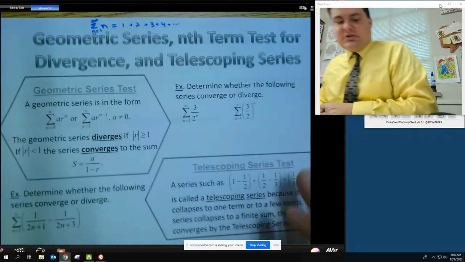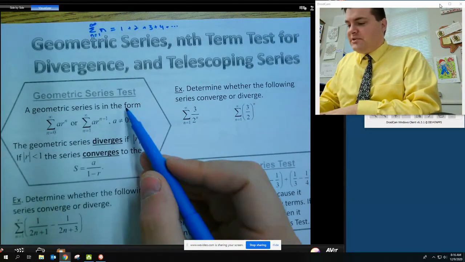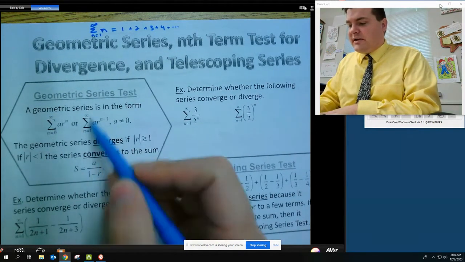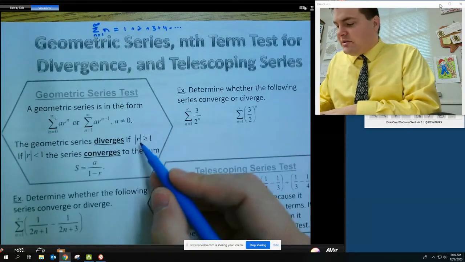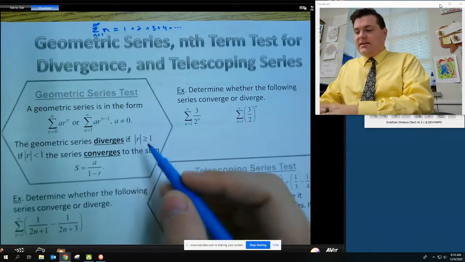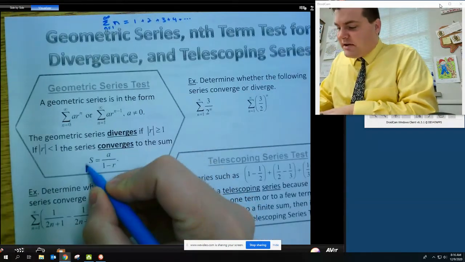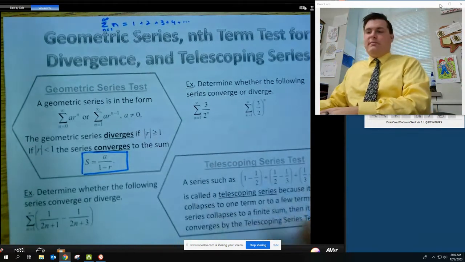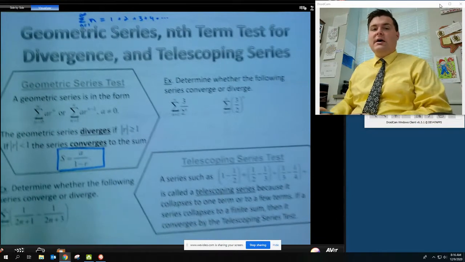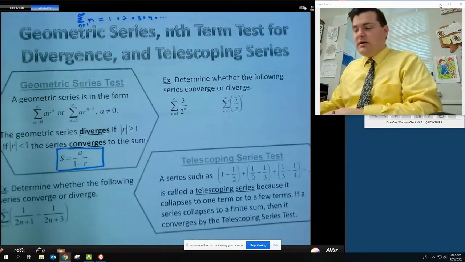Okay, so let's first talk about the geometric series test. So a geometric series is in the form, so this is what a geometric series looks like. Again, it has that R term. If the absolute value of R is greater than or equal to 1, then it diverges. If it is less than 1, it converges, and we can actually find the sum, which is kind of rare for some of these series. We're really not able to find the sum for most of them, but we can find the sum for a geometric series, and this is something that you have done previously in pre-calculus.